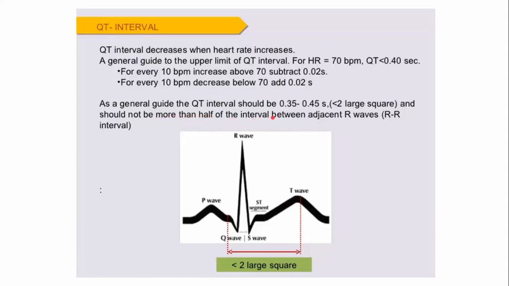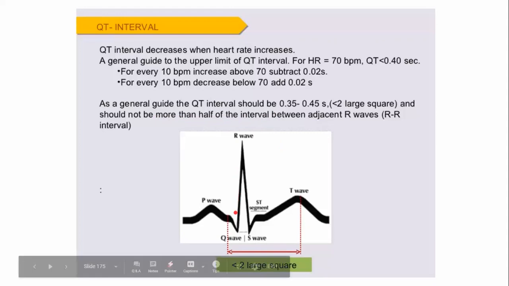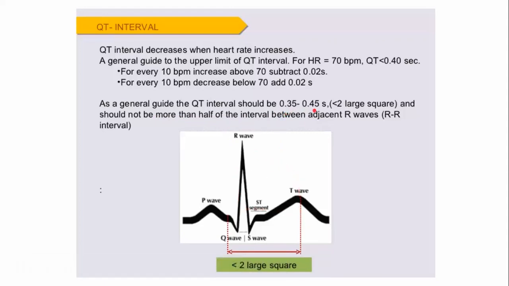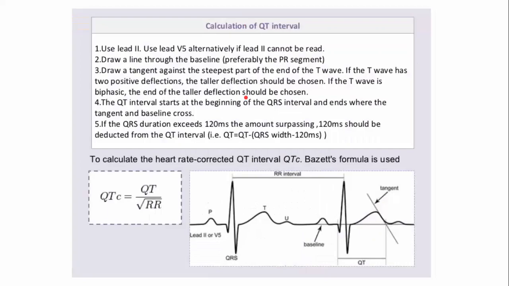As a general rule, the QT interval should be 0.35 to 0.45, or less than 2 large squares. It should not be more than half of the interval between adjacent R waves. Okay, it shouldn't be too long. Let's take a quick look at maybe how to calculate it. Now, the EKG generally gives you the QT interval, and that's fine.